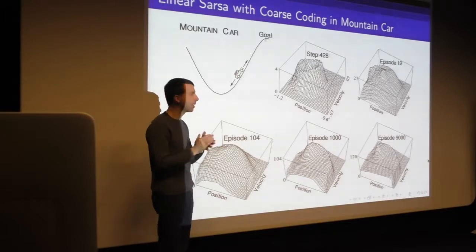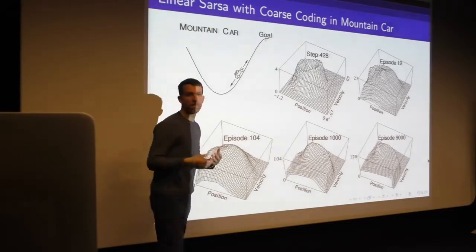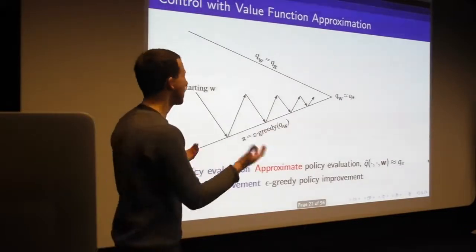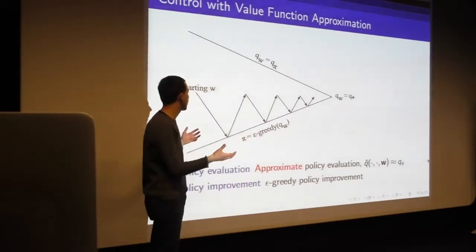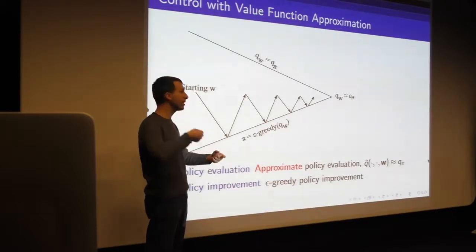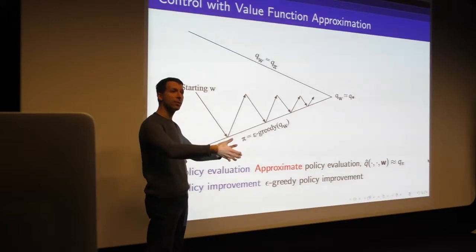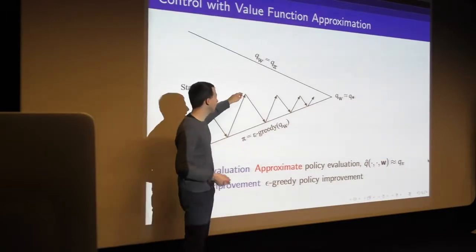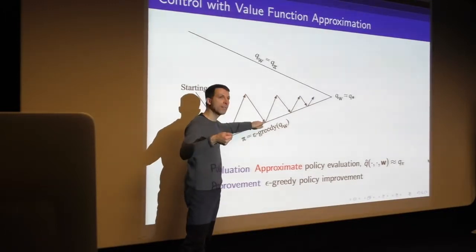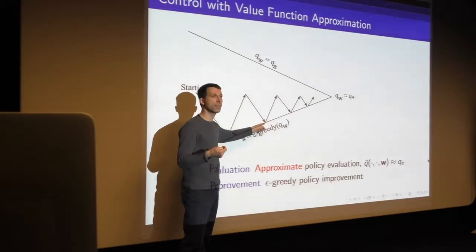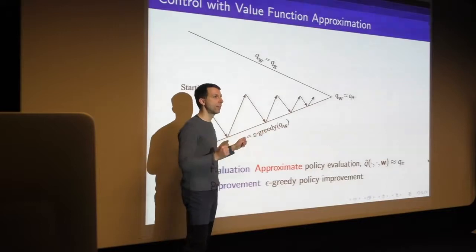Okay, so SARSA, if you remember, it's literally the extreme case of this diagram here, where every single step we update our value function, in this case using a linear function approximator to estimate Q. Every single step we update Q, and every single step we act greedily with respect to Q to pick our next action, but we also flip a coin to see if we do something random to make sure we explore. That's SARSA. That's all it does.